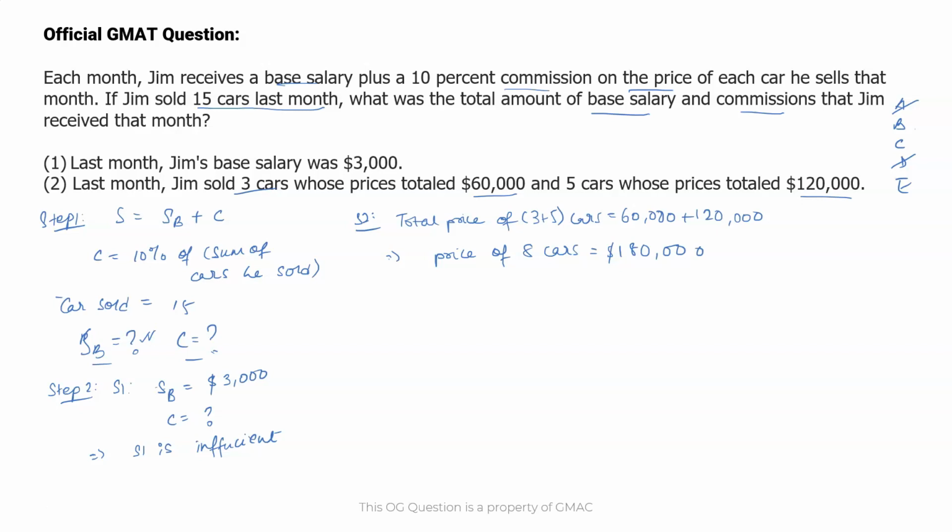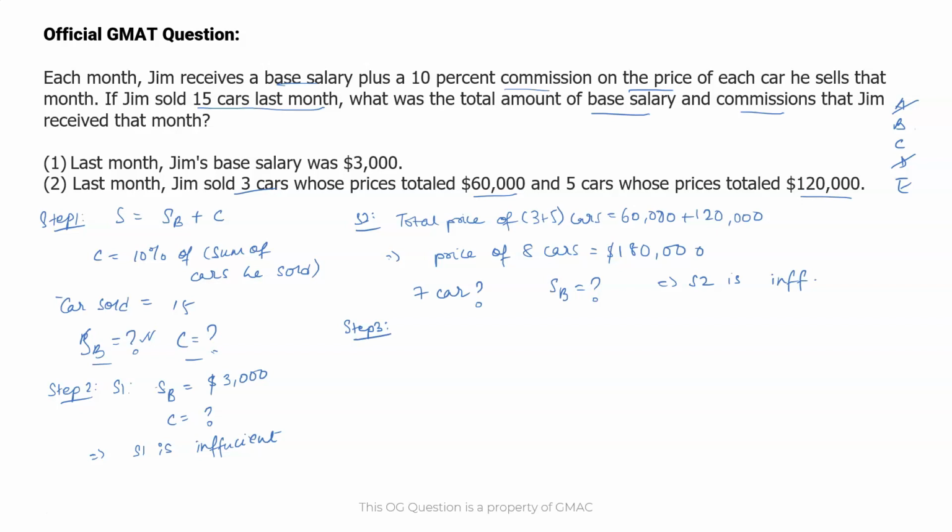Now it is given that Jim sold 15 cars last month. So we still have no information on the price of the 7 cars that were sold. Also the base salary in this case is unknown. So statement 2 is also insufficient. And the last option, which is step 3, is to combine and check the sufficiency of the statements together. So step 3.